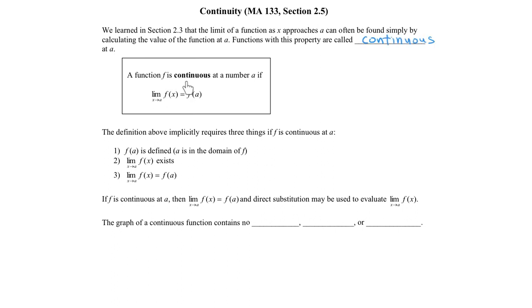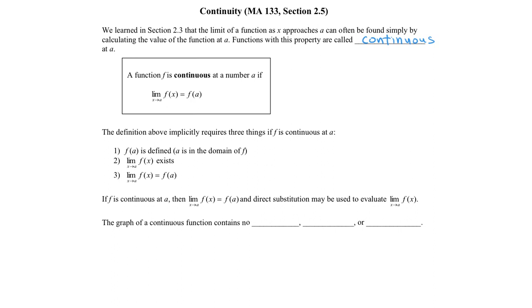It says a function f is continuous at a number a if the limit as x approaches a of that function is equal to the value of the function at a. So if you take the limit as x approaches a of this function, you get exactly the same thing as if you just plug the value into the function. This definition implicitly requires three things if the function is continuous at a. And you can see that this makes sense.